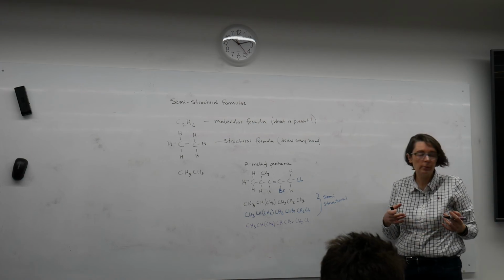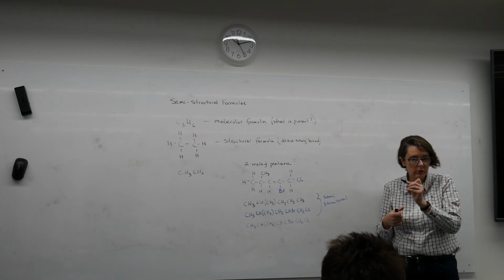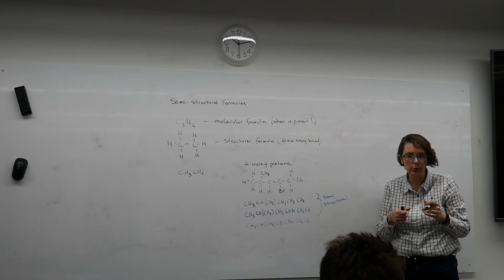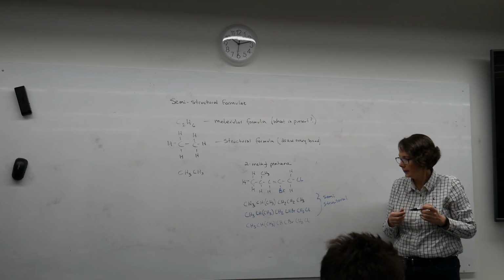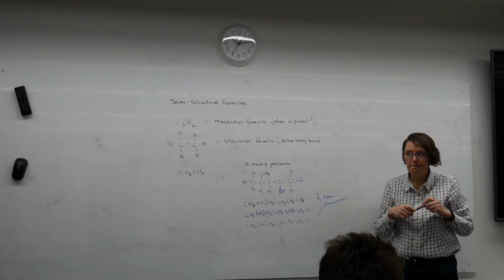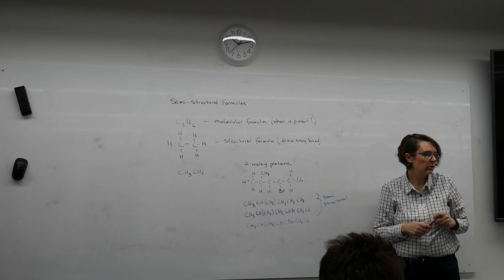Yeah, and if there was a triple bond, then we'd end up with 2 C's next to each other with no hydrogens or anything else in between. Okay, so any other questions about semi-structural?